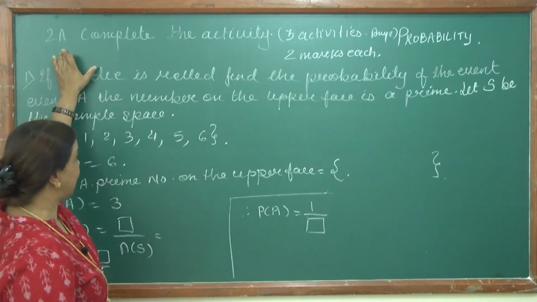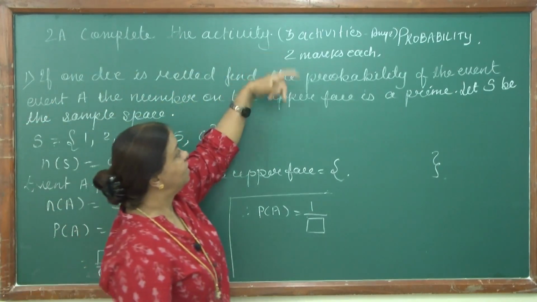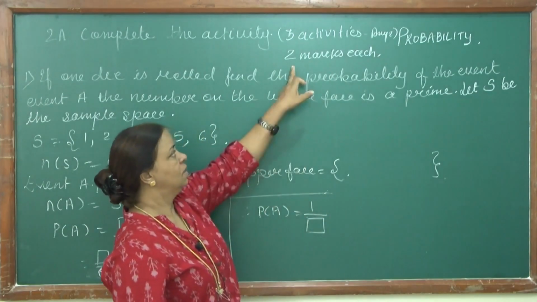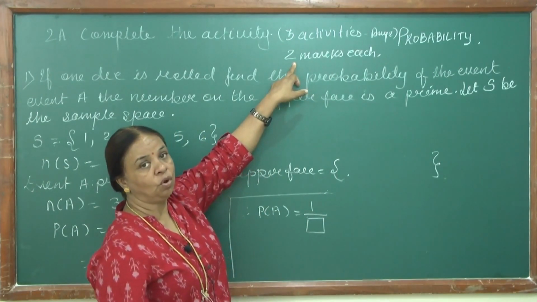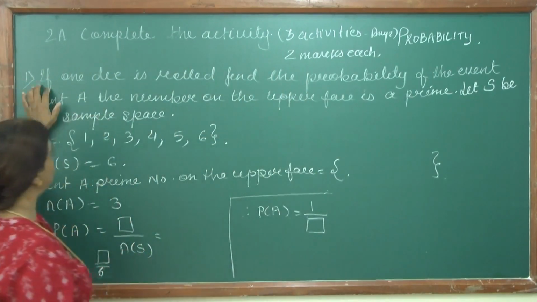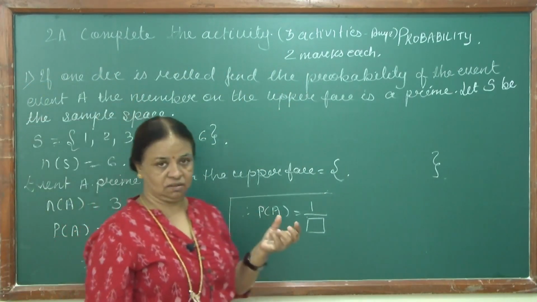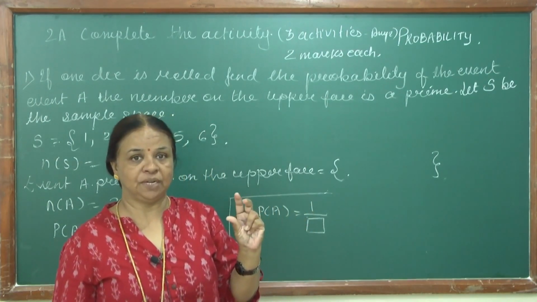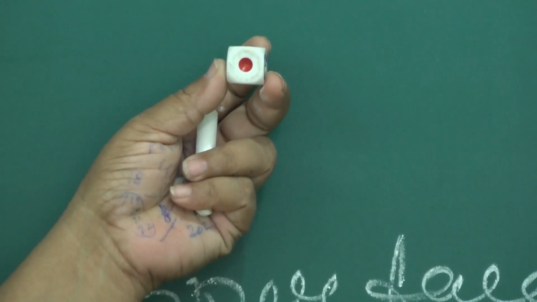Question number 2A. Out of 3 activities, any 2 activities you will have to attempt, and each activity is of 2 marks. So the first activity is: if one die is rolled. Children, you know a die. I'll show you a die now. Children, can you see the die?